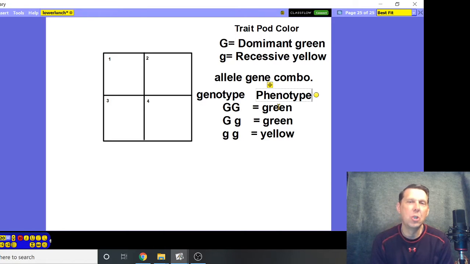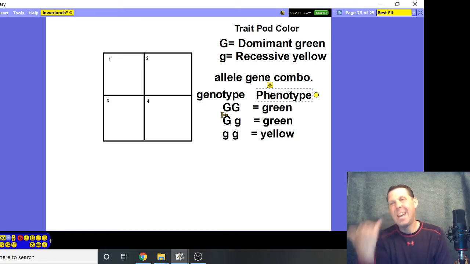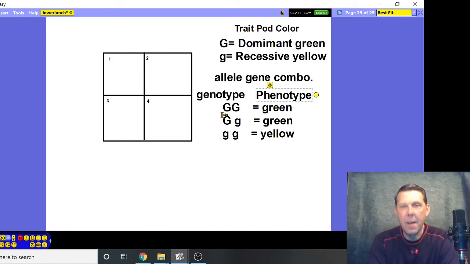I wonder what the genotype is, the combination, to get that phenotype. It's like cause and effect. This happened, so you see this. This happened, so you see that. This happened, so you see this. All right, let's run the Punnett Square.